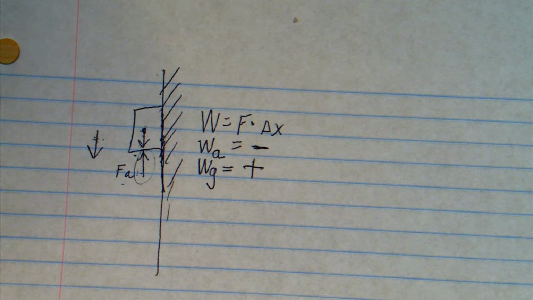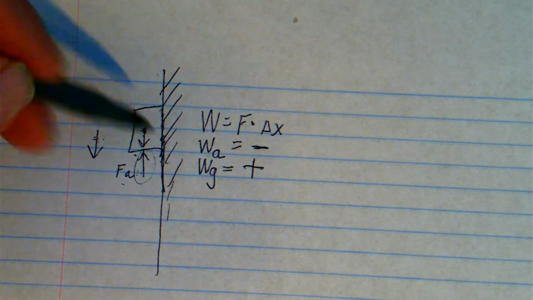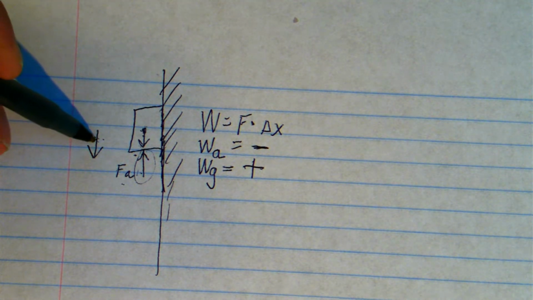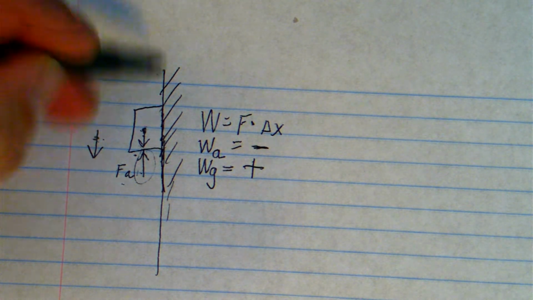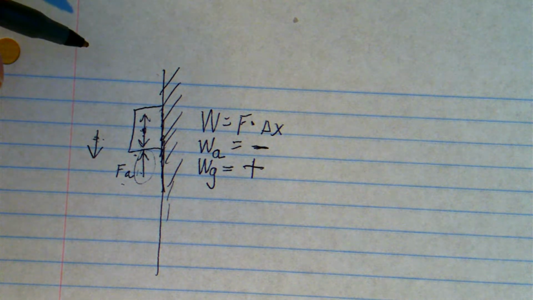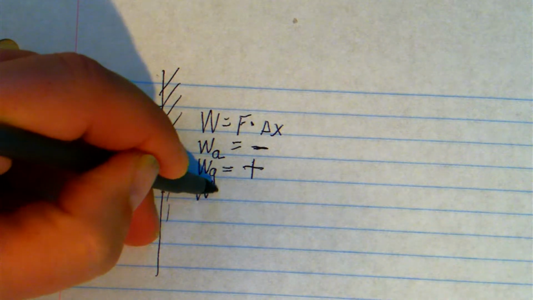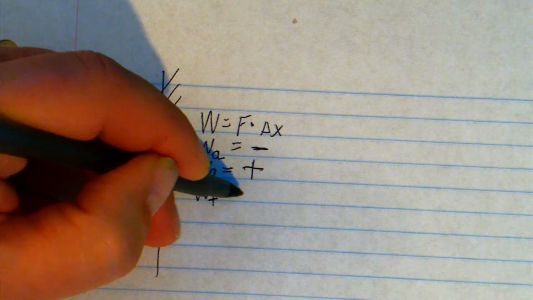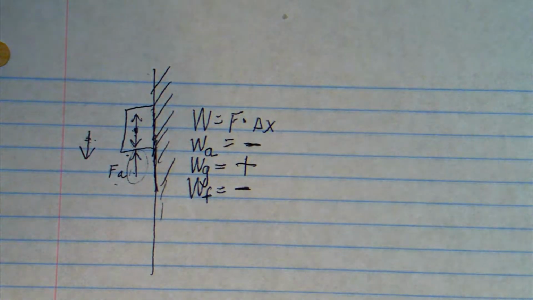Now, what about friction? Friction always opposes the direction of motion. So if the box is sliding down, then friction is pointing up. And the work done by friction is negative, as it always is.